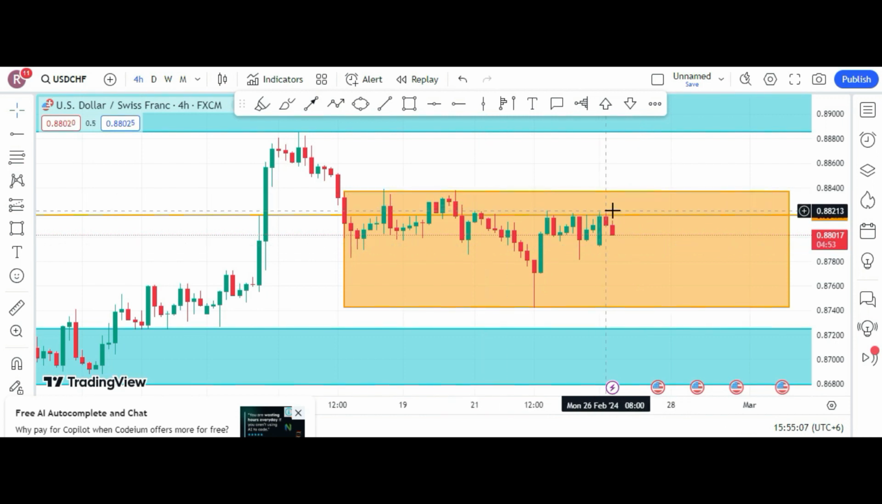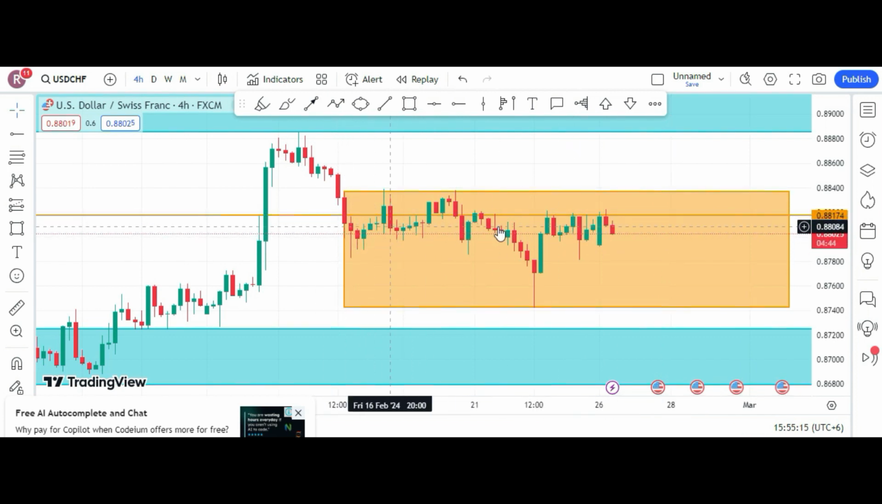Apart from that, for swing traders, please wait for the box to break. This box is very important because we are watching this for quite some time. It is not doing anything. It is ranging and gaining the strength for which way it will break.